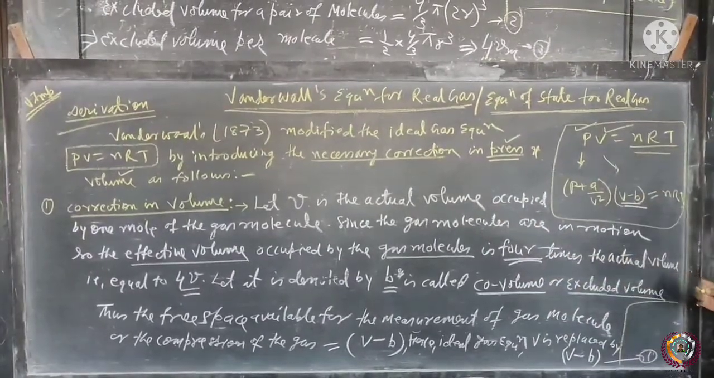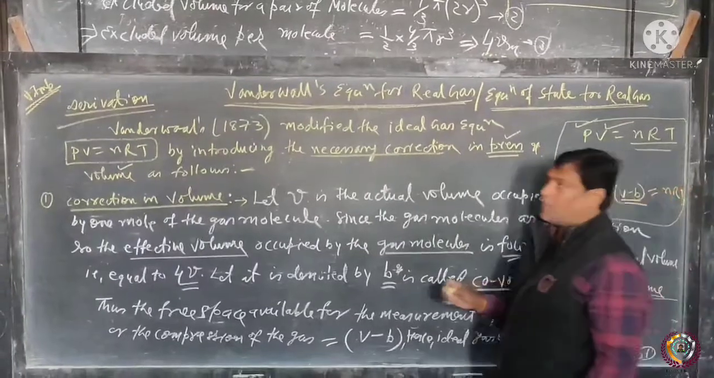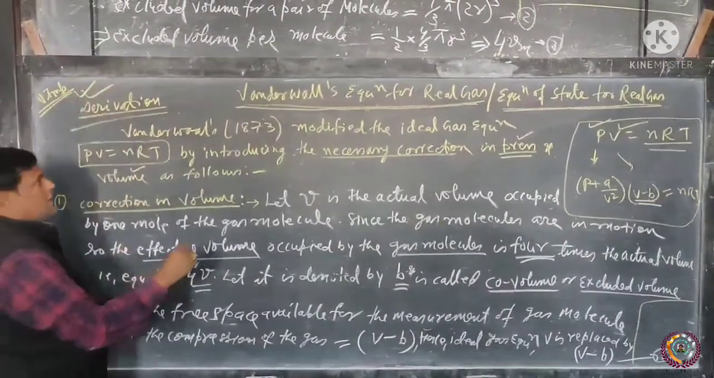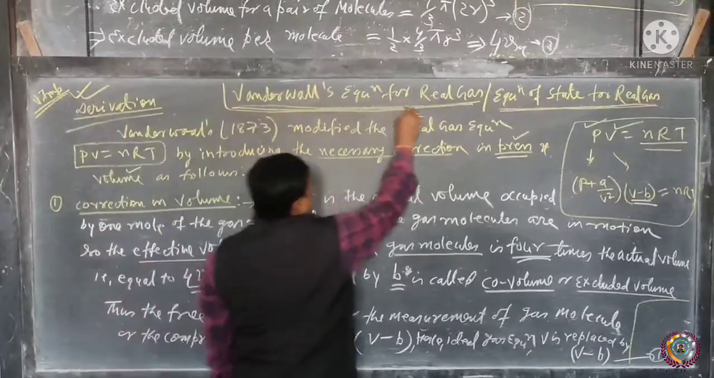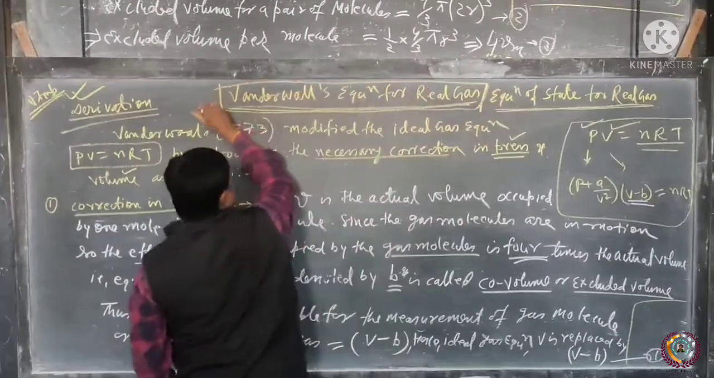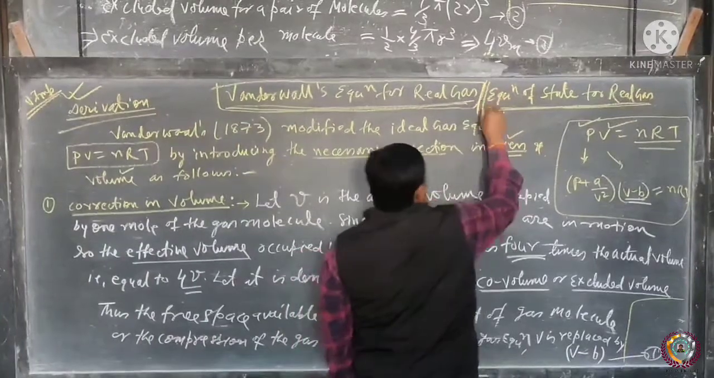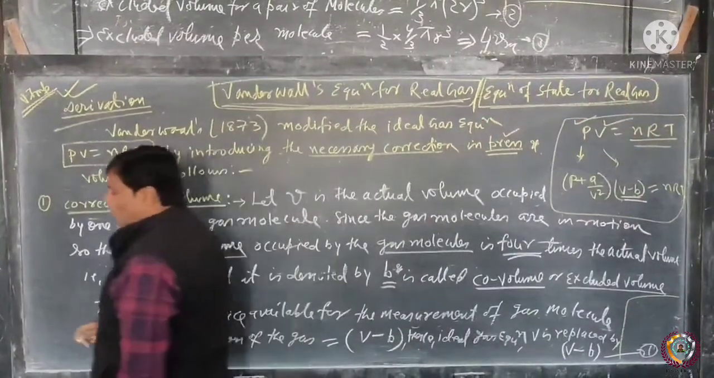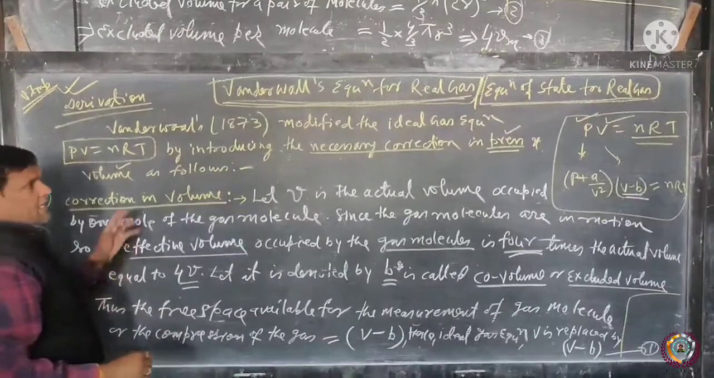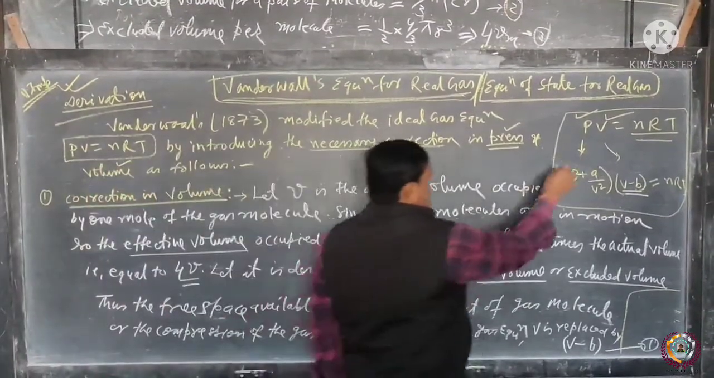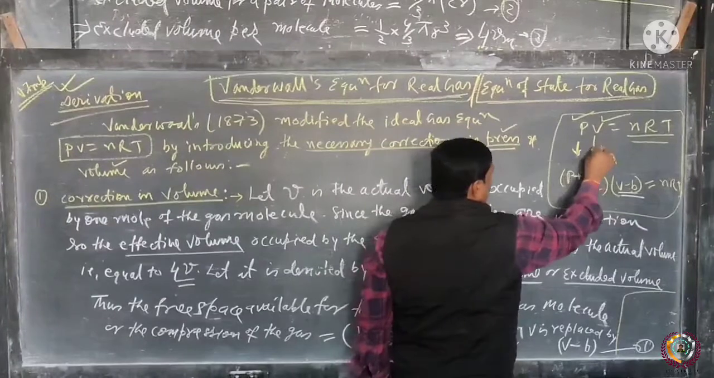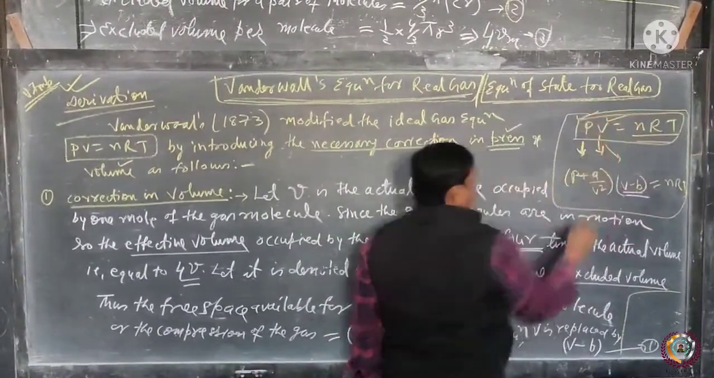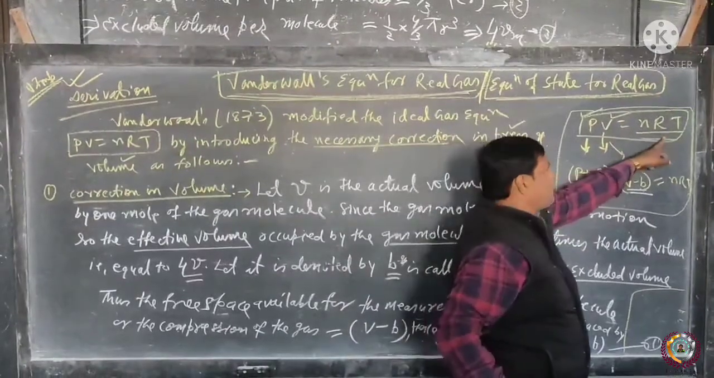Today we will discuss a new and very important topic. Generally it comes in different exams. That is the van der Waals equation of real gas, or you may say the equation of state for real gas. We have to see what the different corrections are in pressure and in volume. Generally this is known as the ideal gas equation, that is PV equal to nRT.